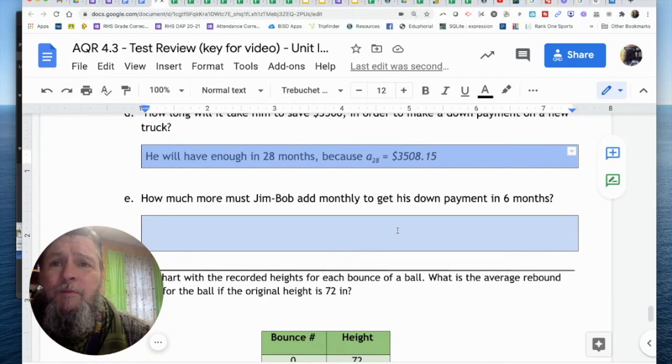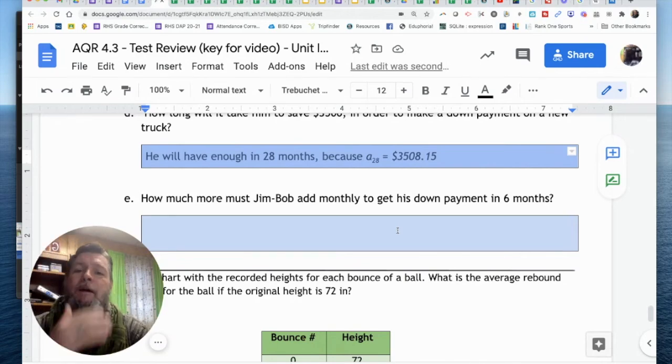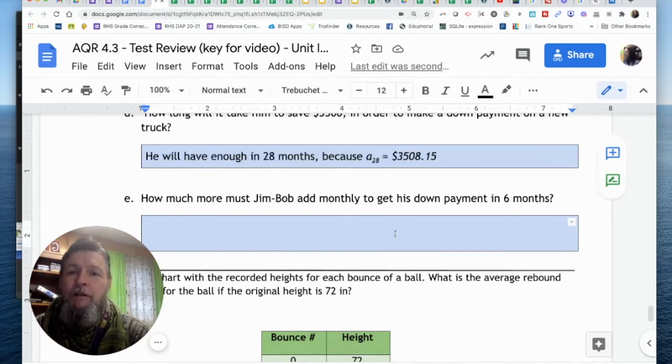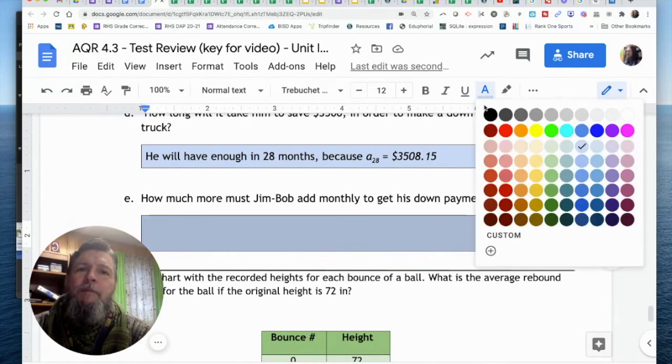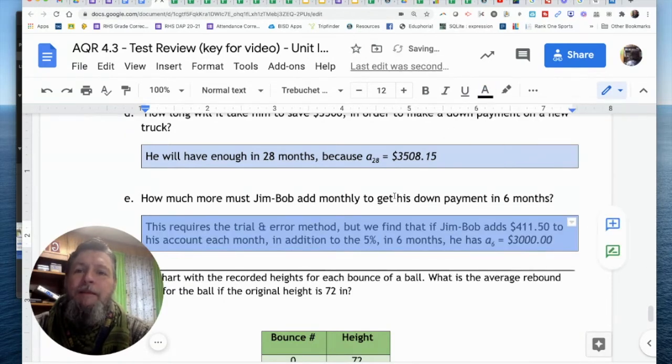Now in this process, how much more must Jim Bob add monthly to get his down payment in 6 months? There's no way to algebraically answer this question. You have to plug and chug. To be quite honest, you could do it algebraically. It's kind of pointless, but I did the plug and chug, or trial and error, method, and you'll find that if you add $411.50 to his account, in addition to the 5% in 6 months, he has exactly $3,000.